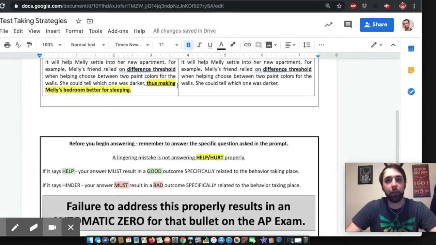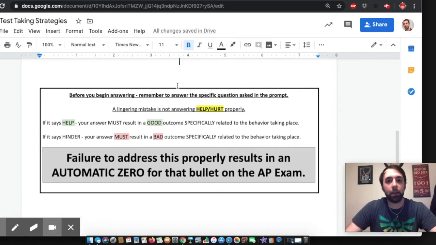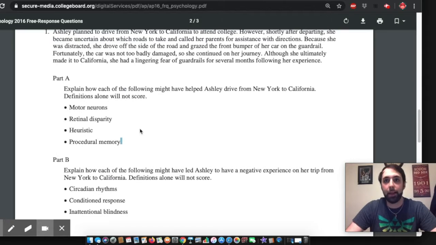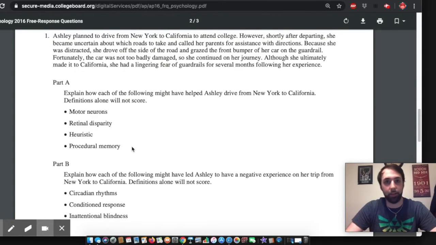The other really pivotal thing is to make sure you're talking in the correct context between helping and hurting. If a bullet says help, you need to be very clear in what the term is doing to help the individual in the scenario. For example, in this, Ashley needs to either successfully drive across the country, if it's for part A, or unsuccessfully drive across the country. You need to be very explicit.